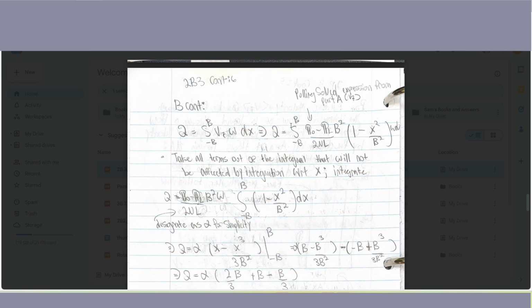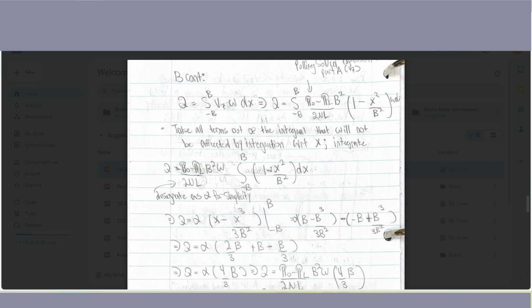W dx. Yep. Take out all the terms of the integral that will not be affected by the integration. So things that you could divide or multiply out, things that you can add or subtract out, you can't really take that out of the integral. So I can take this out of the integral, but I can't take this out of the integral. You might be able to multiply by b squared, but I didn't do that. You might be able to do it, but I don't think it's convenient if you can.